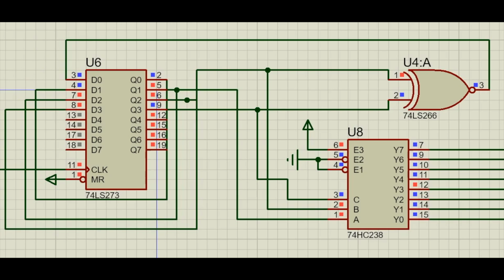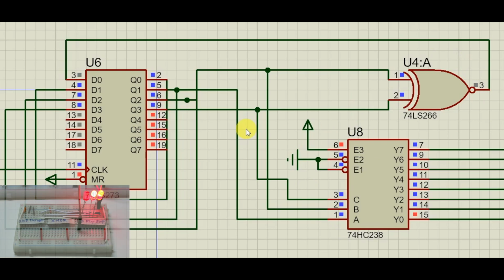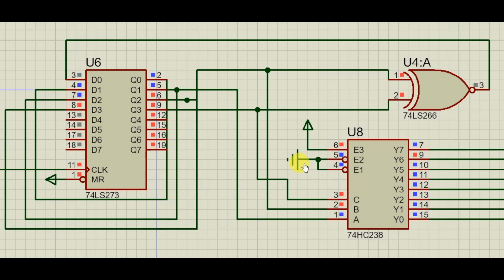For this part, we have used mainly 3 components: 4 D flip-flops, an XNOR gate, and a 3 to 8 decoder. The D flip-flops and the XNOR gate make the LFSR produce a 4-bit random number at each clock pulse. Then we feed the 3 LSBs to the 3 to 8 decoder to produce our desired random number.